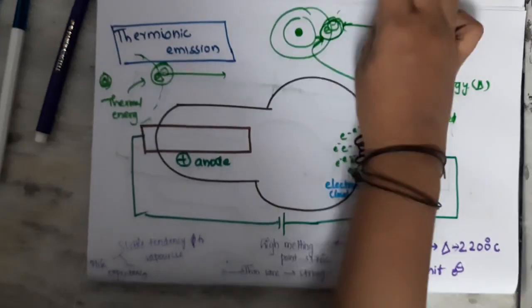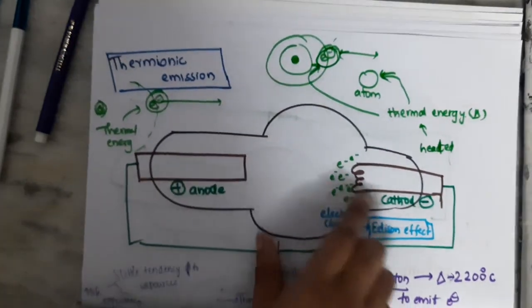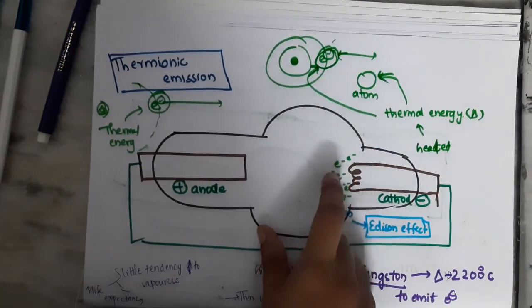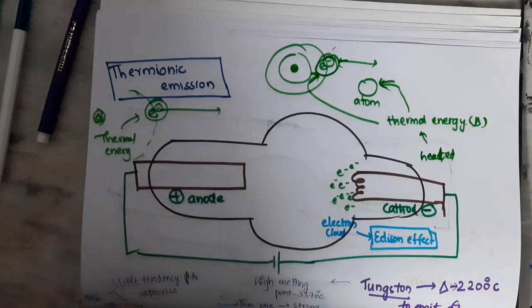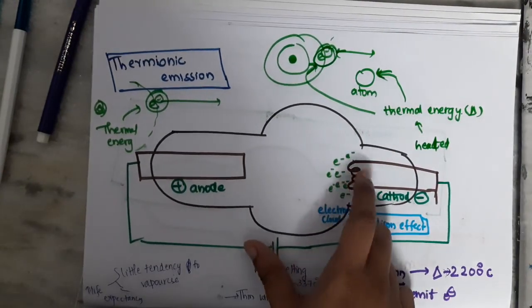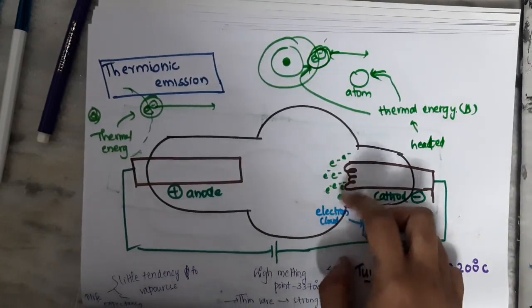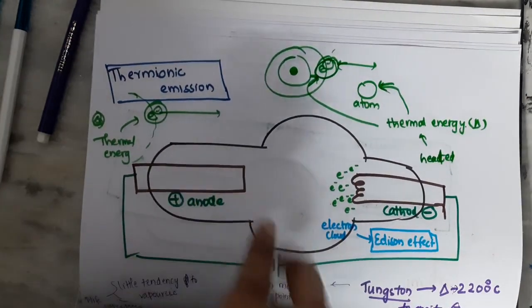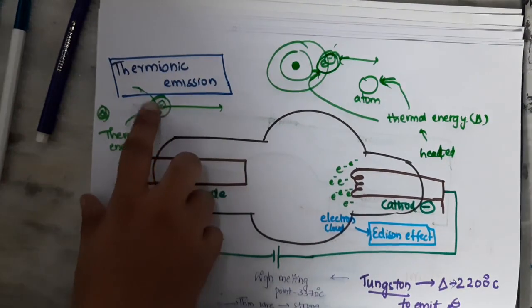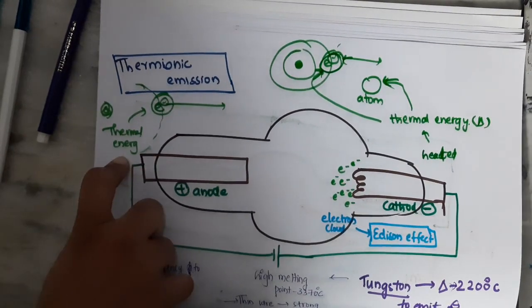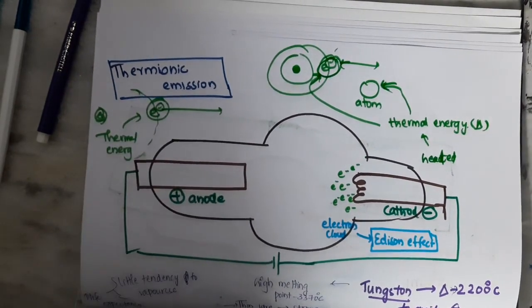Once the electron comes out of its orbit, it does not have a sufficient amount of energy to reach the anode, but it does come out of its orbit. And when more and more electrons come out of their orbits, the process by which electrons are emitted by absorption of thermal energy is called thermionic emission.